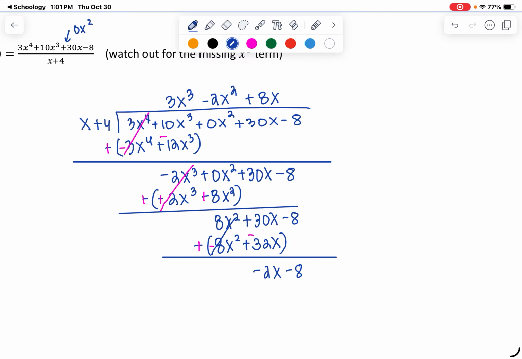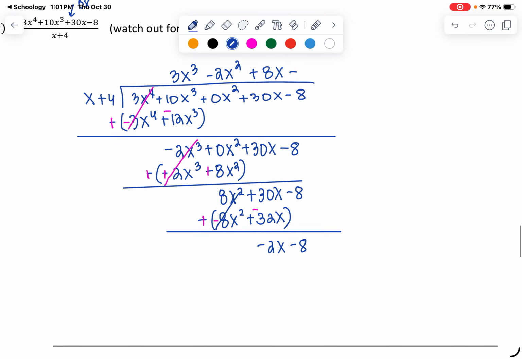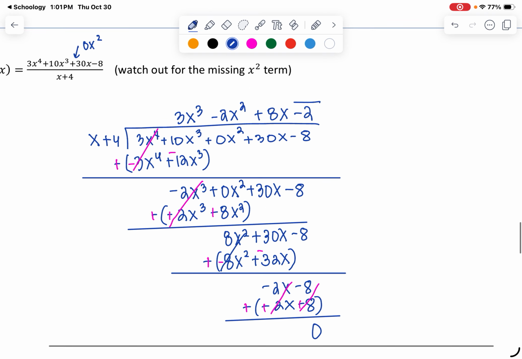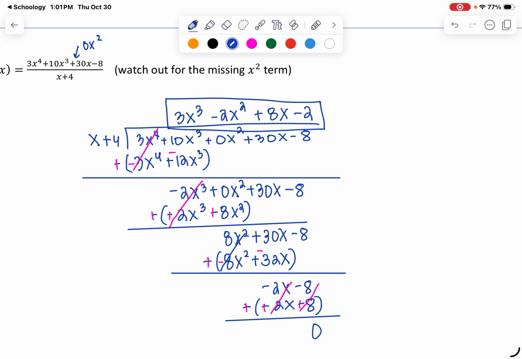What do you multiply an x by to get a -2x? That's -2. Multiply -2 times your divisor. That's -2x minus 8. If you look, those match, so I'm going to get a remainder of 0 here. Distribute. Gone, gone. Remainder is 0. Box your answer, which I'm just going to go ahead and box this instead of writing it again. Highlight your quotient in yellow. Highlight your remainder in red. Good?